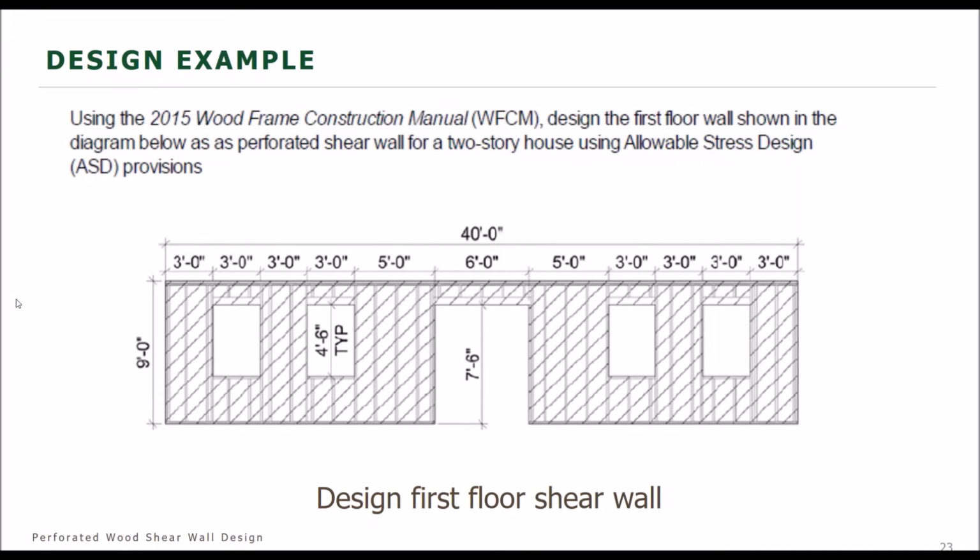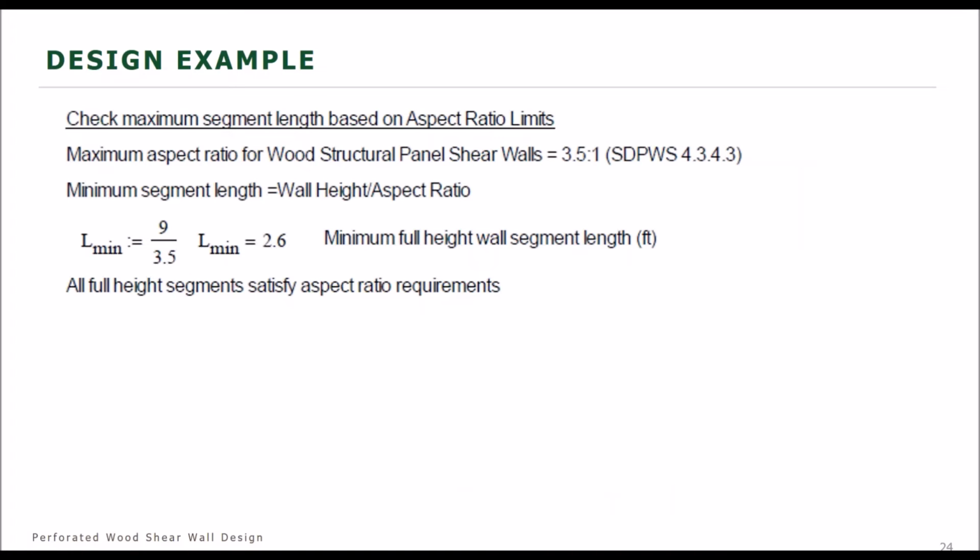And we're only going to design the first floor shear wall. Now, when we talked about that aspect ratio limit on the panel, the full height segments, we have to look at that 3.5 to 1 aspect ratio and make sure that all of our segments are satisfying that requirement. So for a 9-foot tall wall, the minimum full height sheathing length that meets that SPDWS aspect ratio requirement is 2.6 feet. So all of our full height segments would satisfy the aspect ratio requirements.